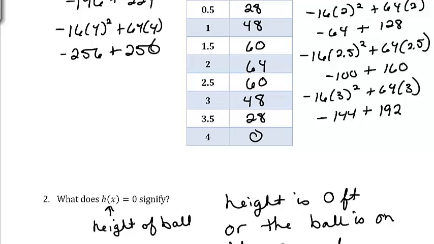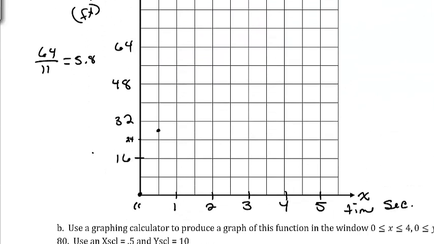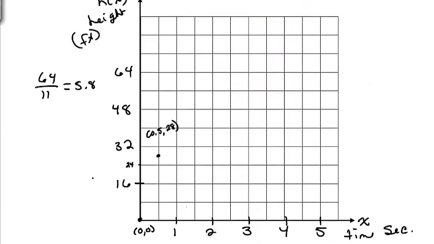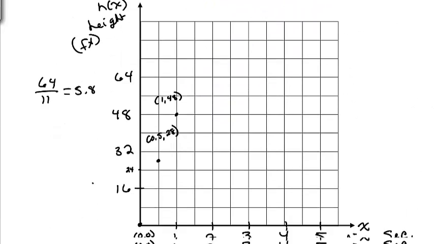And then we have (1, 48), (0, 0), (0.5, 28). And then we had (1, 48). And then we have (1.5, 60).